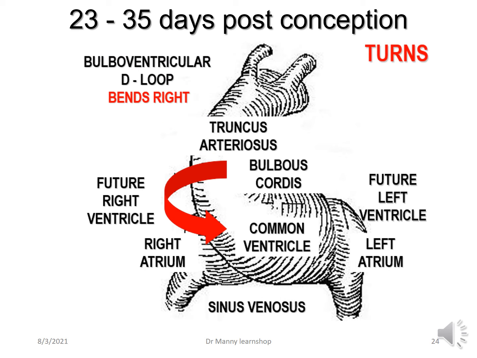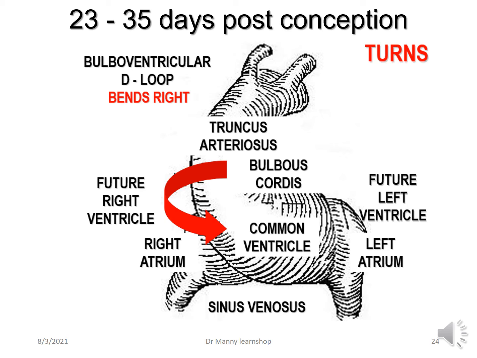Same, 23 to 35 days, it's turning and it develops what is called the bulboventricular D loop, and it bends to the right. It shouldn't bend to the left. If it bends to the left, you'll have an anomaly. Truncus arteriosus is forming, the common ventricle is forming, the right and left atrium are forming.